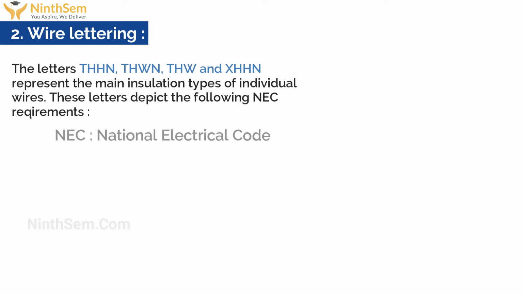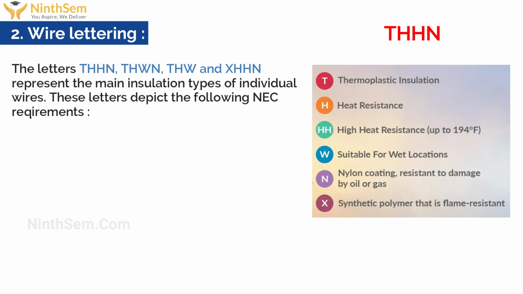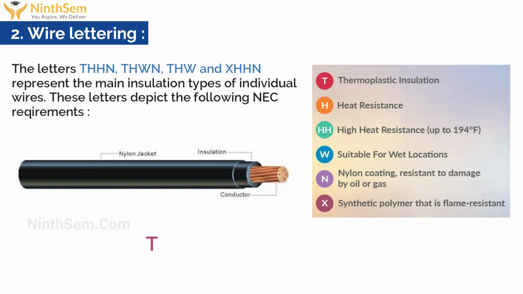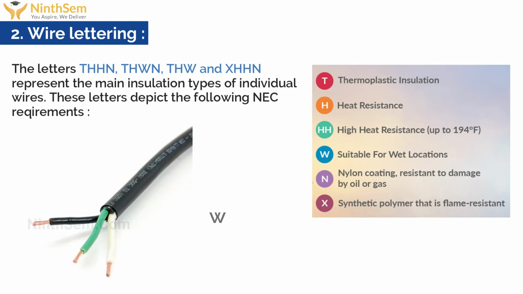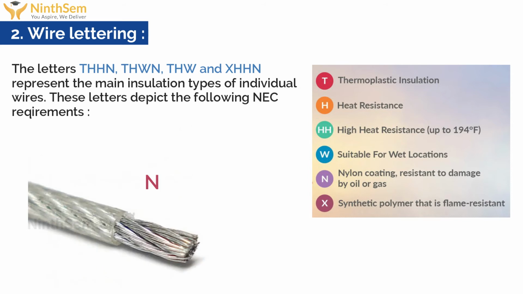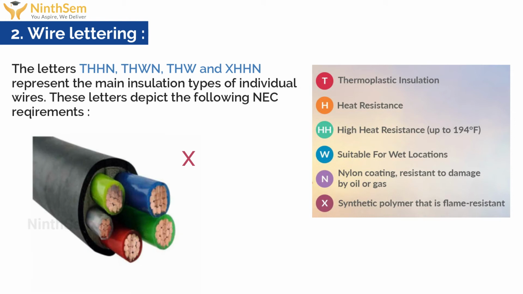All of you just remember the term THHN because we are going to use these terms throughout the session. Where T stands for thermoplastic insulation, H for heat resistance, HH for high heat resistance which can be up to, you can say, 194 degrees Fahrenheit. W stands for suitable for wet location, N for nylon coating resistant to damage by oil or gas, X for synthetic polymer that is flame resistant.